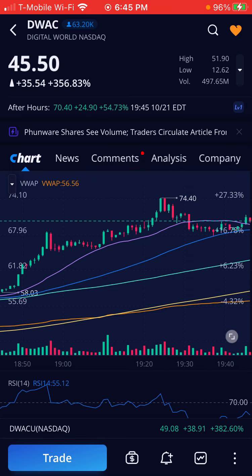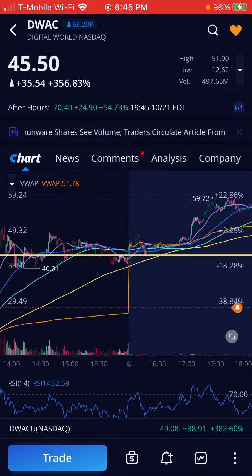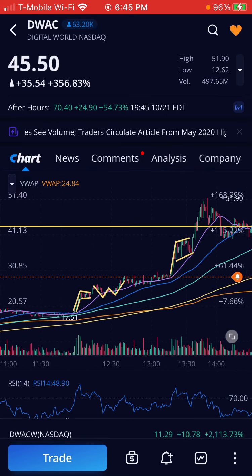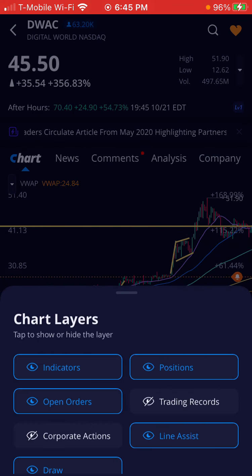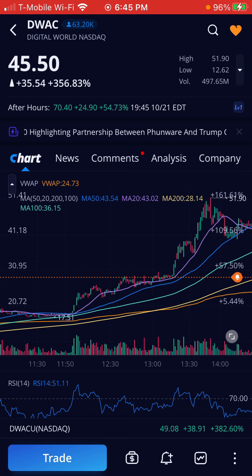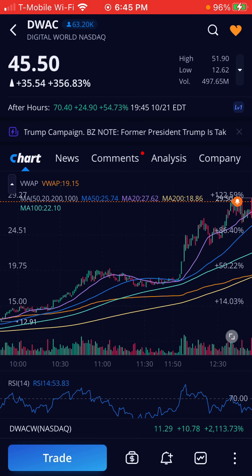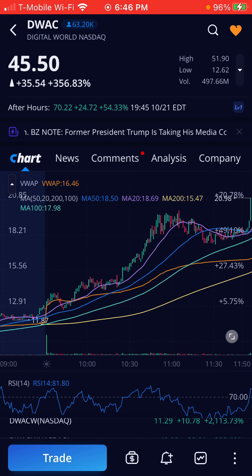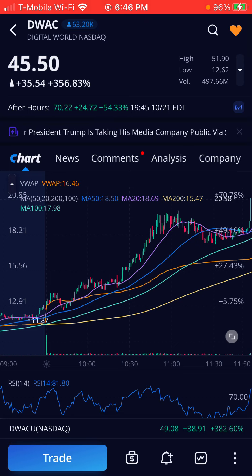We'll go back to this one, though, and I'll show you some things. So, first off, let me delete all these to get all my drawing out of the way. First off, my favorite indicators to have are my MA50, MA20, MA200, and MA100. The MA50 is the average of the last 50 candles, the MA20 is the average of the last 20, and so on and so forth.